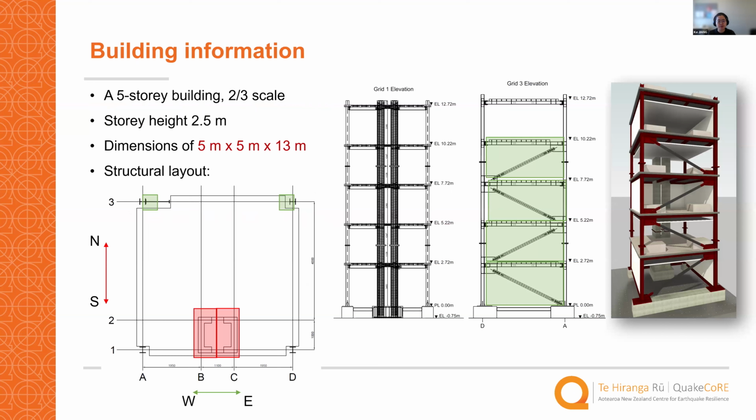Then I'll show you how this building looks. It is a 5-story building, and it is a scaled building, 2/3 scale down from the real building. The story height is 2.5 meters. Besides, the first story is actually 2.7 meters. And the plan dimension is 5 meters by 5 meters in both the north-south direction and the east-west direction.